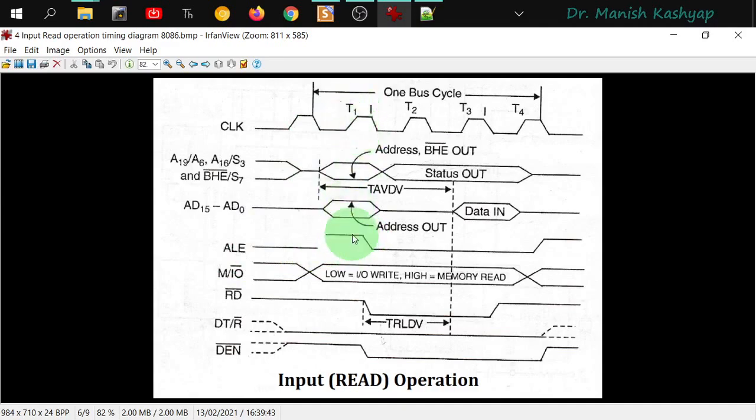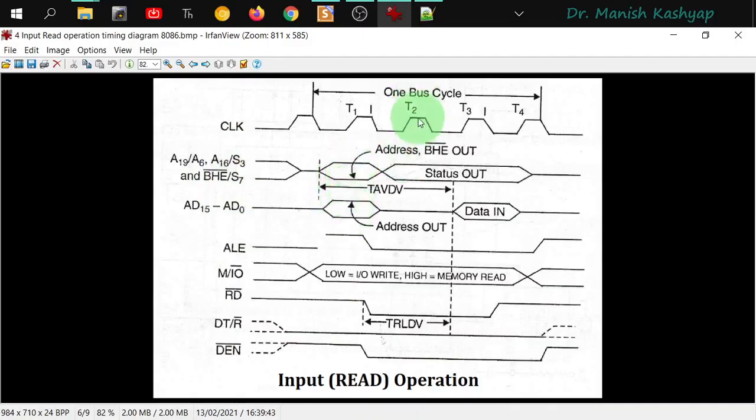Following that, you also have this read signal, which has some status, and we do not care about it in this T1 cycle. Similarly, you have the DEN and DT/R signals. They have some statuses which we do not care about here. After that, since the ALE signal has been enabled, the externally interfaced latches will latch the address, and the address will be provided on AD0 to AD15 as well as on the remaining pins, so that we have the complete address bus. So the address is provided here.